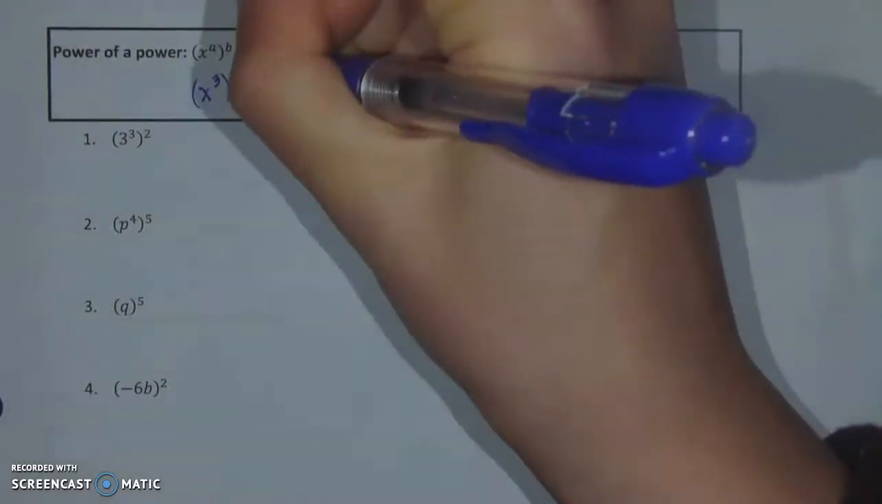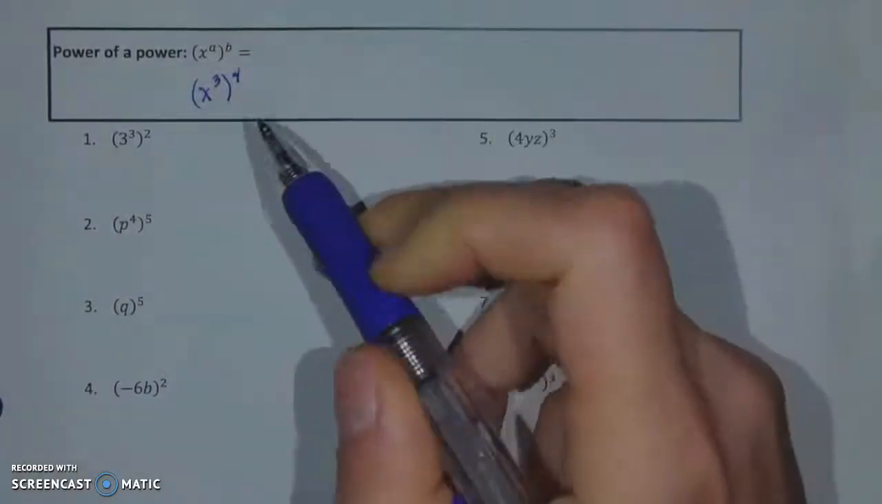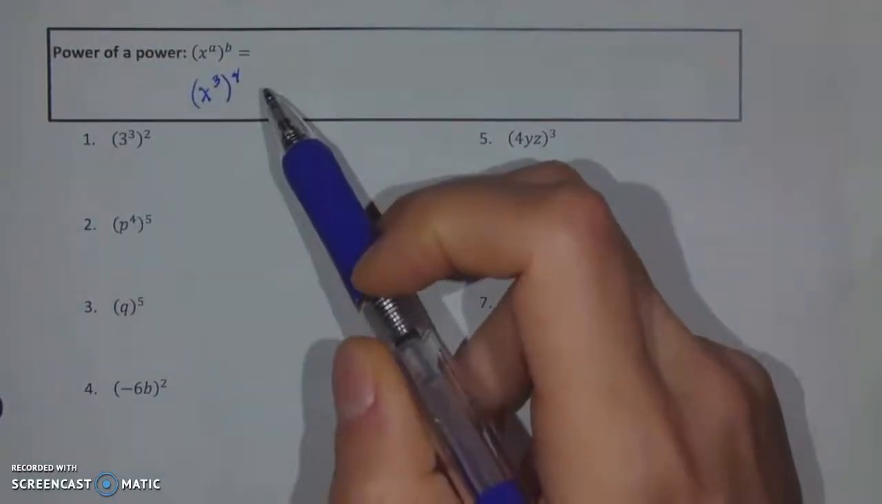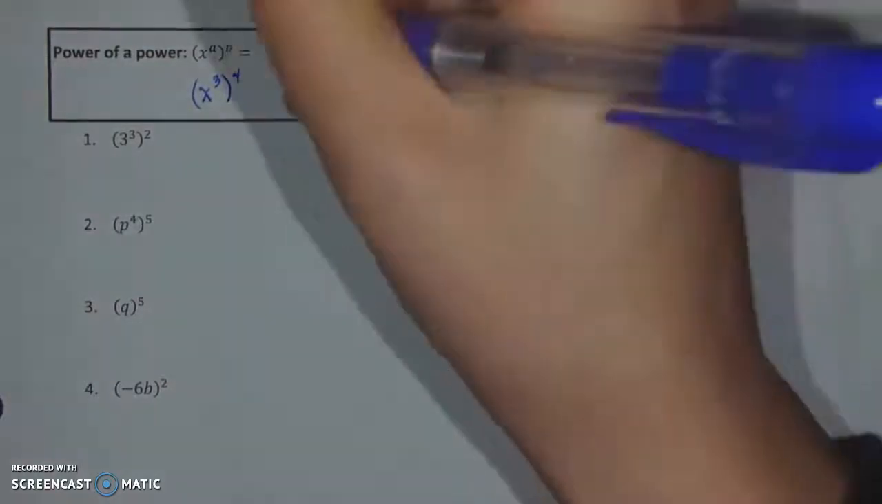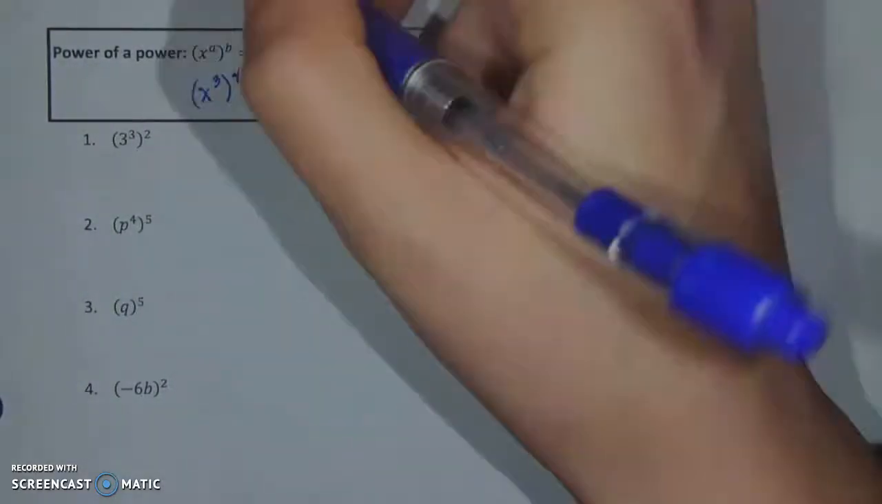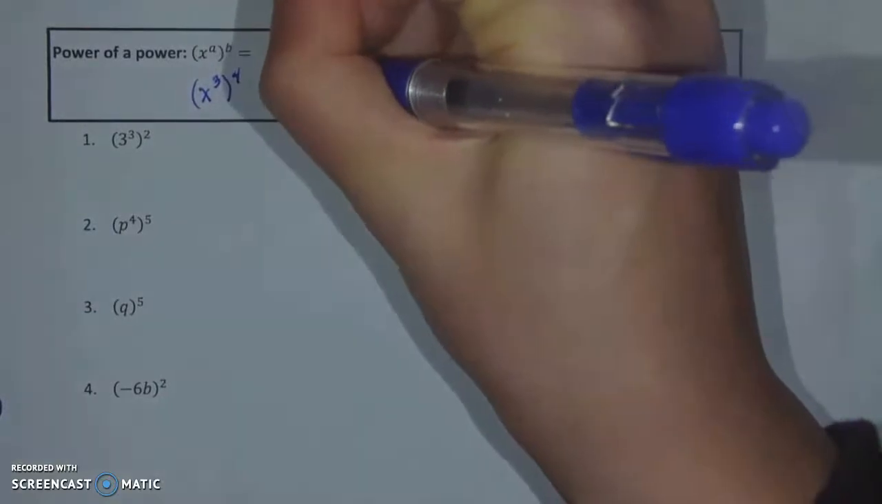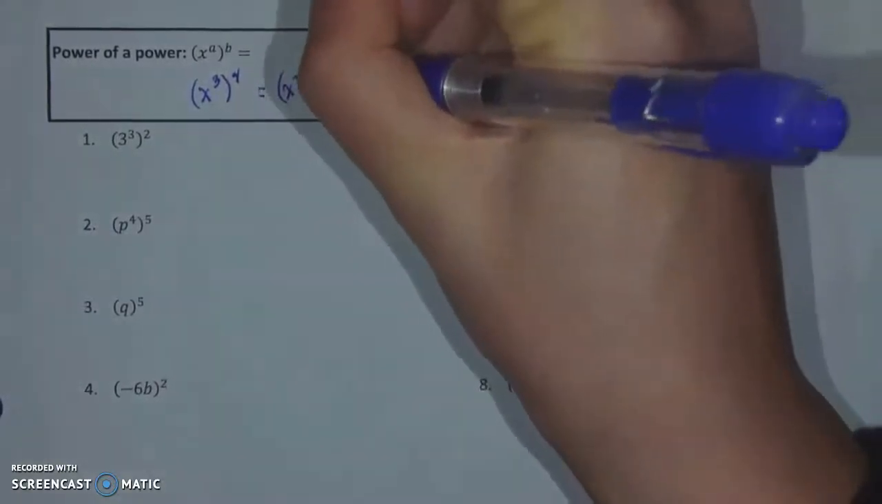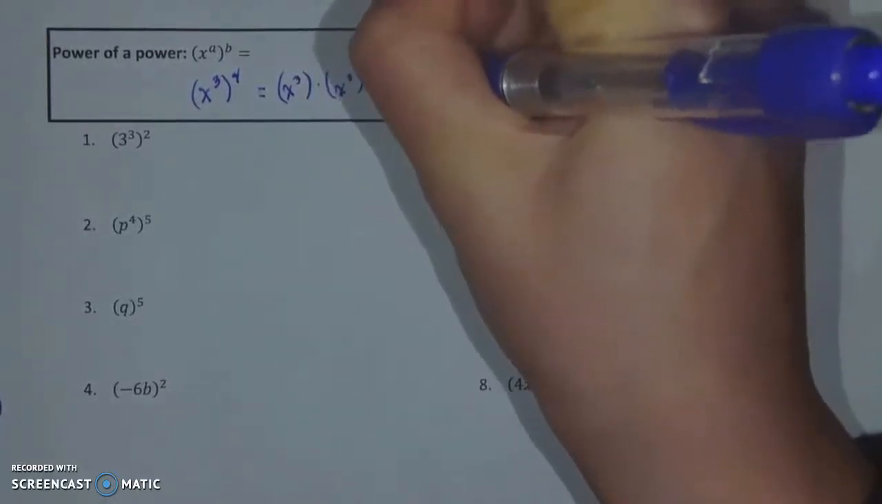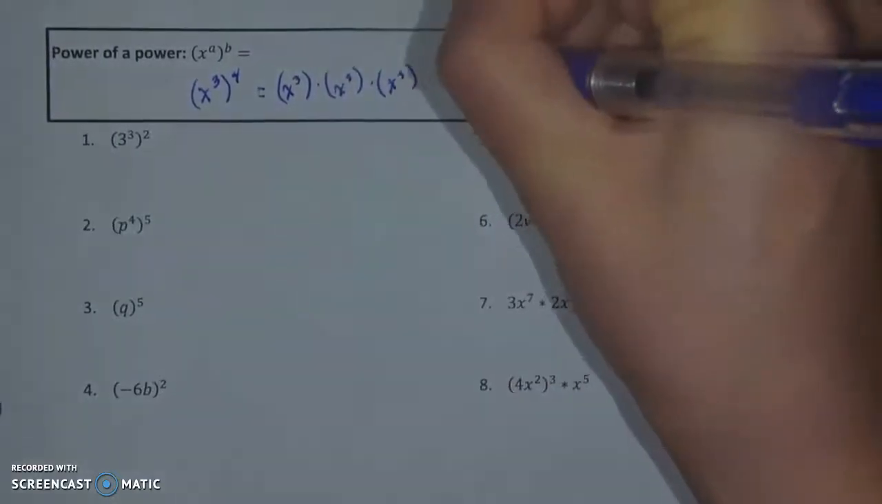Now you got to remember what this is saying. This 4 is telling us that everything inside the parentheses is going to be multiplied by itself 4 times. So that actually means instead of x to the third to the fourth, what I have is x to the third times x to the third times x to the third times x to the third.